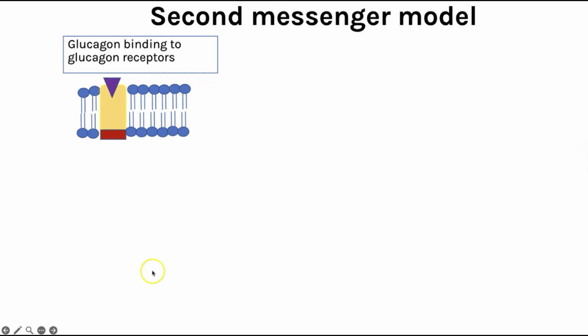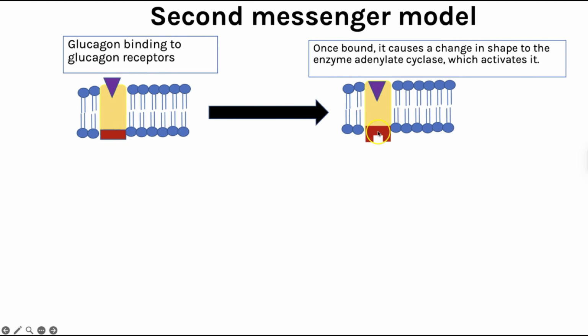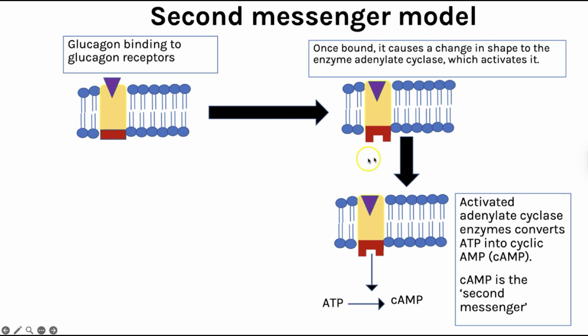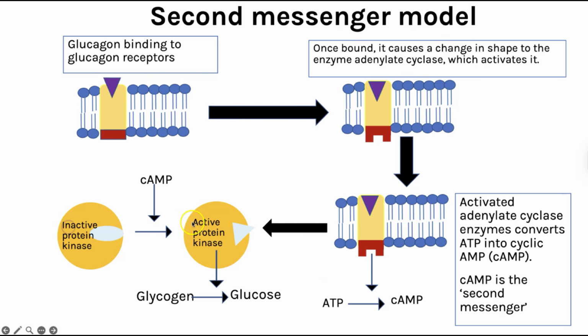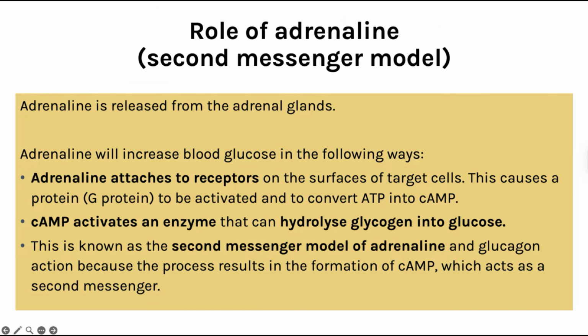So here's our second messenger model. The first messenger is glucagon. That hormone binds and it activates enzyme number 1, which is adenylate cyclase. Now, adenylate cyclase is going to convert ATP into cyclic AMP, which is our second messenger. And that will then activate the protein kinase, which can hydrolyze glycogen into glucose. Now, adrenaline also goes through that same second messenger model, so you get that same process happening.